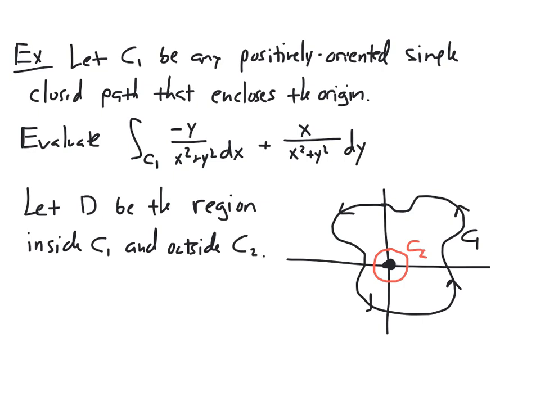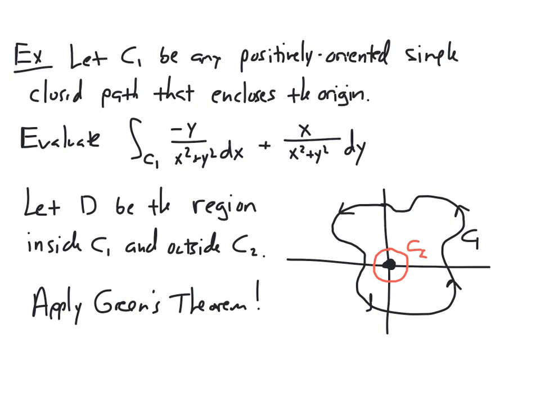So the region inside our original curve C1, but outside this circle that we found centered at the origin. And now we're going to apply Green's theorem. We can apply it to this region D because D is a region with a hole. The area inside that circle C2 is removed from the region D, and so we have a region with a hole.